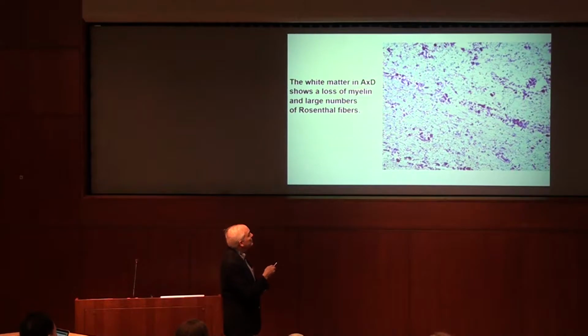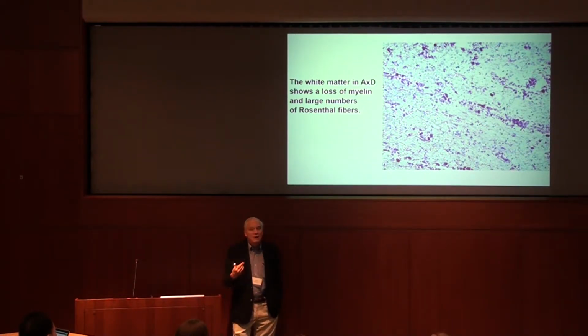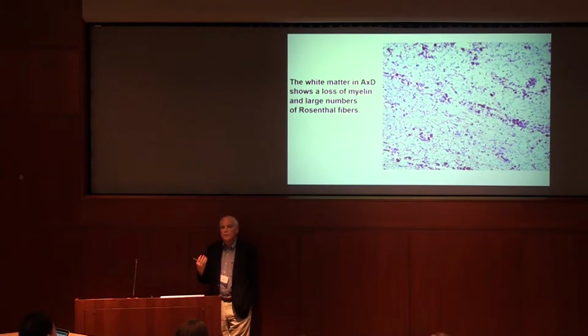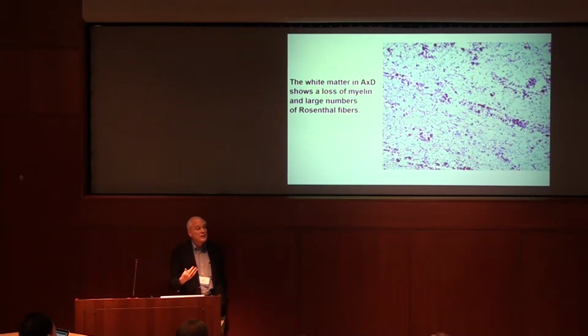This is from a child with Alexander disease, and you see a loss of myelin. Myelin should be blue in this picture, and there isn't any at all. And you see all of these red accumulations. These we call Rosenthal fibers, and they're accumulations of this mutant GFAP plus other proteins that occur inside astrocytes.